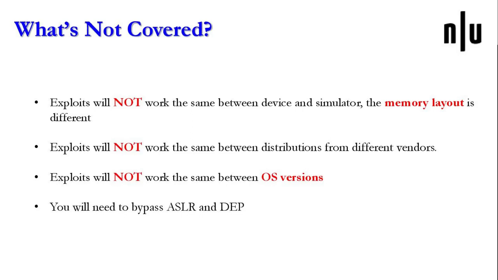So what's not covered? I'm not going to cover memory corruption related exploits because, number one, it's not my area of expertise. Number two, it's very difficult to create and develop an exploit for Android that works simultaneously on all the Android versions and on simulators, and so on. So there are a lot of issues, especially when we are talking about memory corruption.